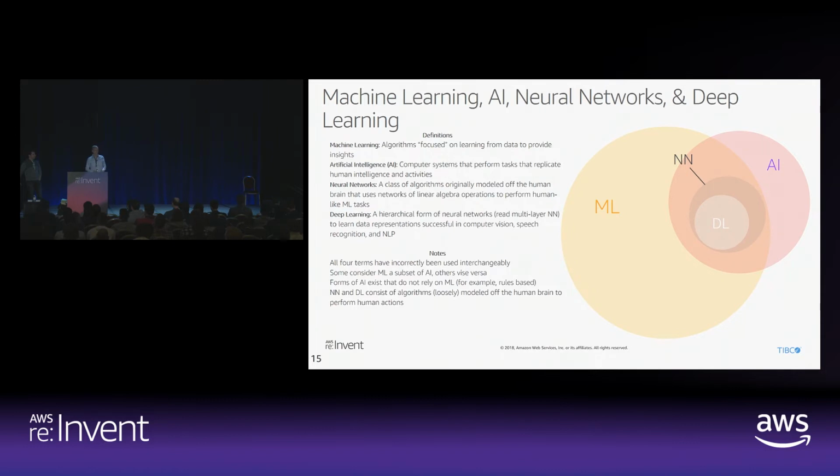Now, neural networks are a class of algorithms that are modeled off basically human neurons. They use linear algebra to basically try to replicate how the human brain works.